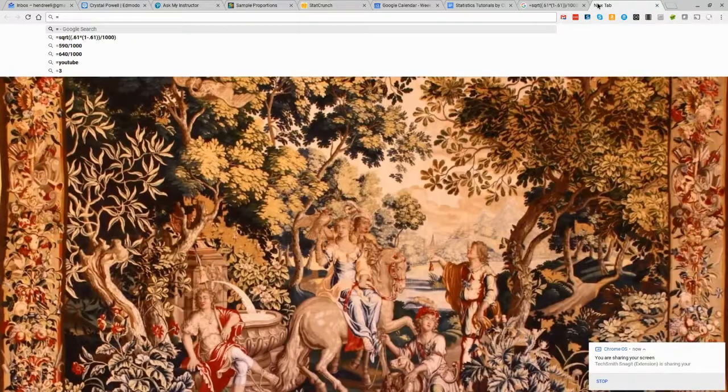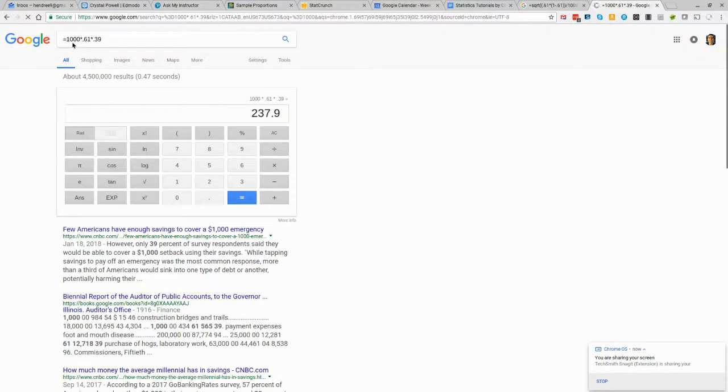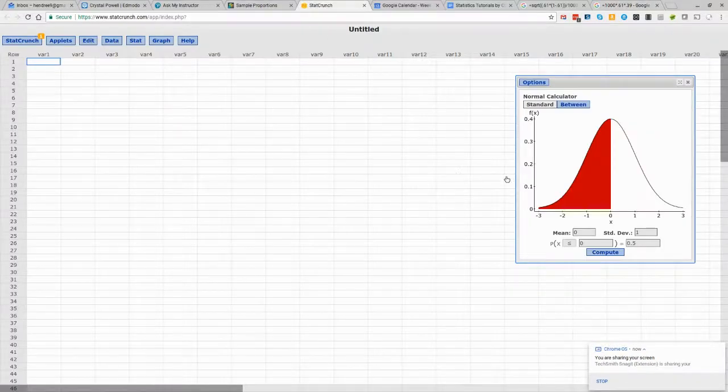Let's see if I have that one already. So it's 1,000 is the sample. Yeah, here it is. This is 1,000, that's the sample size, times the population proportion, times the complement of the population proportion. We just have to make sure this number ends up being bigger than 10. That guarantees that the sample proportions are distributed normally, and we can use the normal curve calculator in StatCrunch.